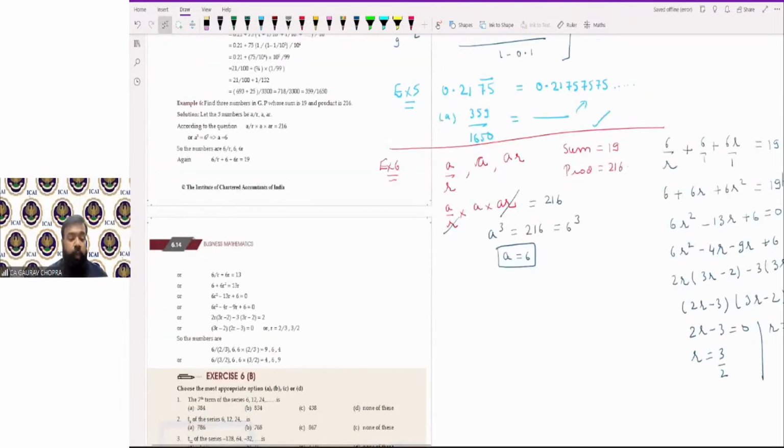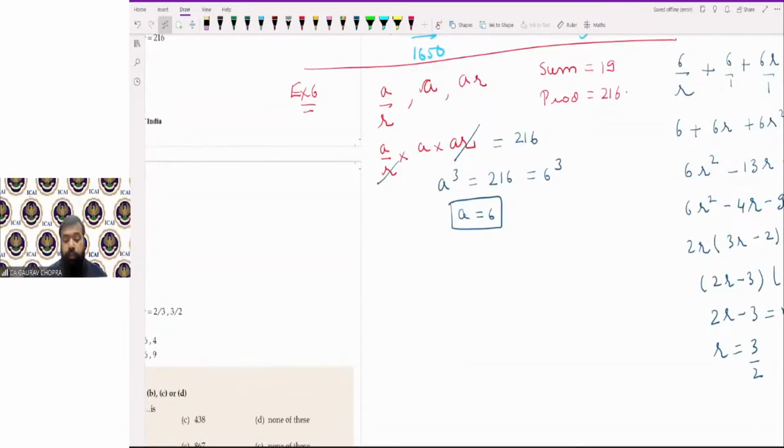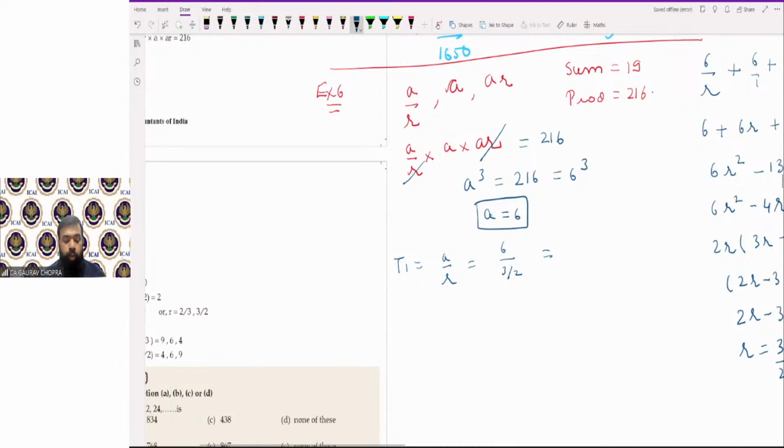Now what is the final requirement? You have to find out the three numbers. तीनों numbers आपको calculate करने हैं. So the first number is a upon r. So 6 upon 3 by 2. It will become how much? 4. Then next term is a, that is 6. And third term will be ar. So 6 into 3 by 2, that is 12. Sorry, this is 9. So 4, 6 and 9, these are the three numbers.